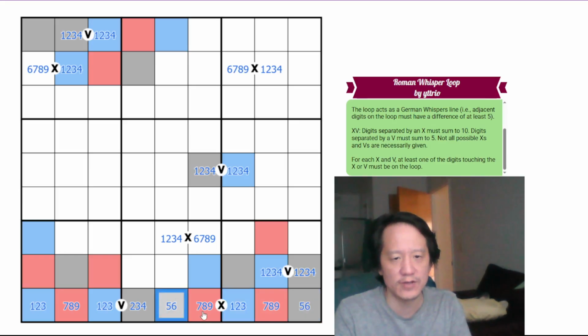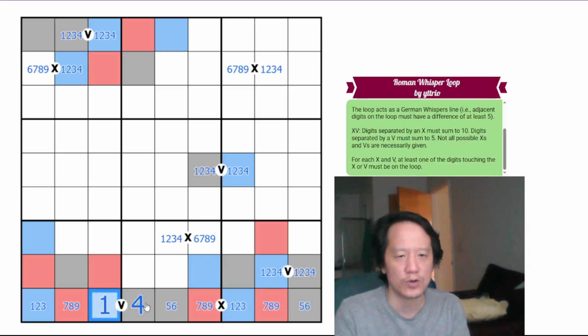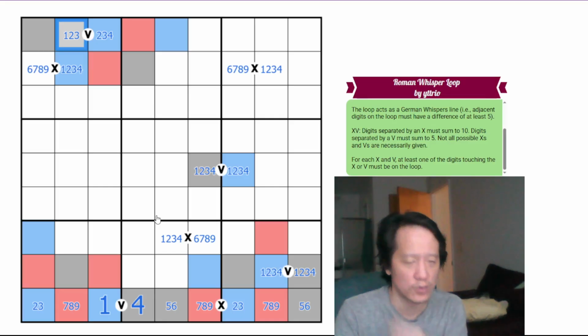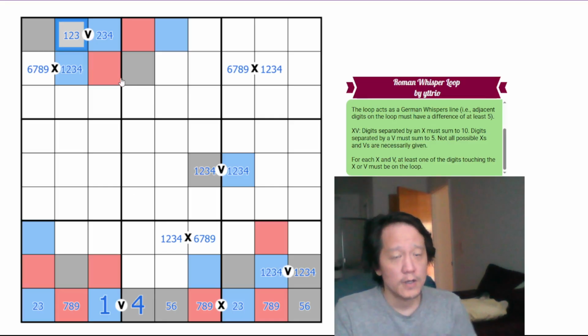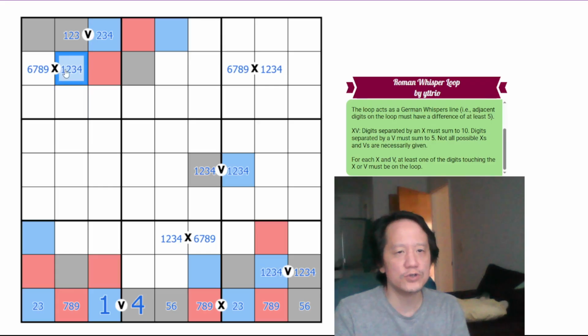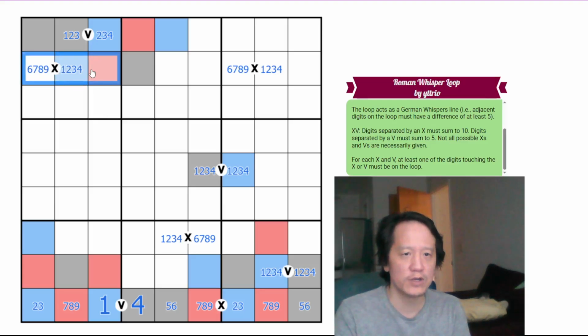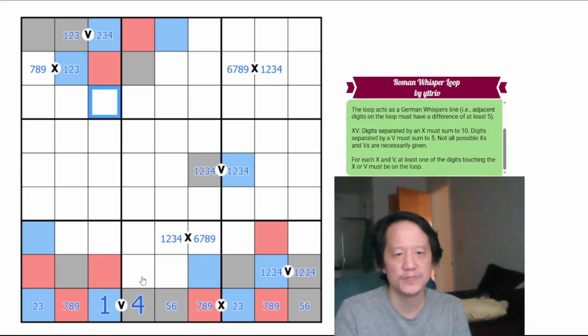So these can't be 7, 8, 9 here. This can't be 2 or 3. Therefore, this is 4. This is 1. This can't be 1 here. This can't be 1 here. This can't be 1 here, so this can't be 4. So whatever digit is here, it's next to two unique digits on the loop, right? The loop has to continue. It doesn't stop. So it either goes this way or it goes this way. So this cannot be 4, therefore this can't be 6.